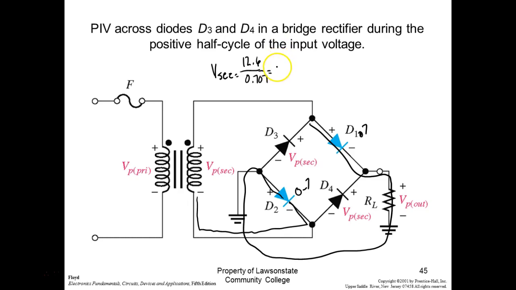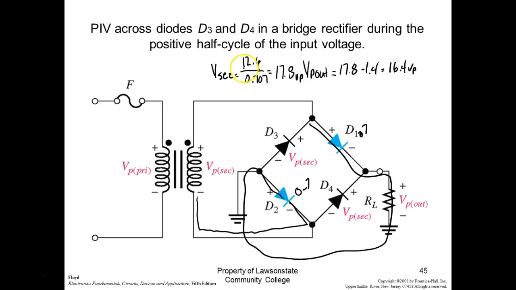So 17.8. And then we're going to use something called V peak out, which would be 17.8 minus 1.4 for the diode drop, right? What would that be? 16.4. And this is peak. I should be putting P out here all the time to let you know that's not RMS. This is peak.